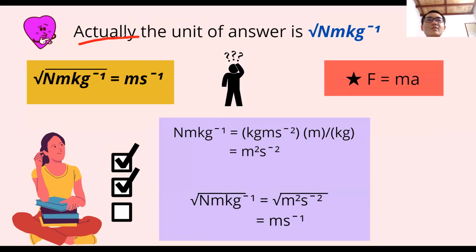If we use all the units to calculate, we get the answer in the form of square root of Newton meter per kg. But as I said before, for linear speed the unit is meter per second. Why? Because F equals ma. Newton, the unit for force, can be written as kg meter per second squared, with kg for mass and meter per second squared for acceleration. Kg per kg cancels, meter times meter gives meter squared, over second squared. So square root of Newton meter per kg becomes square root of meter squared per second squared, which becomes meter per second.